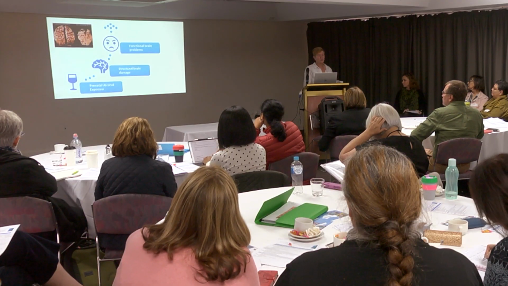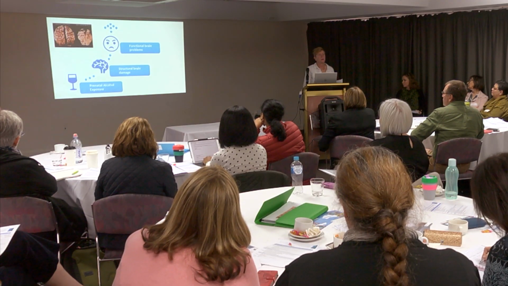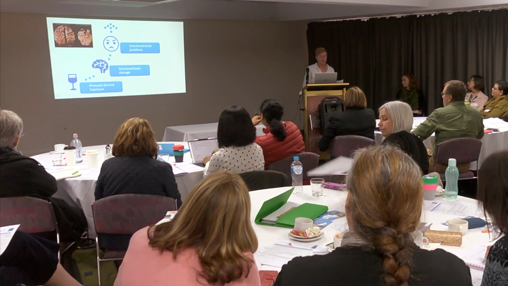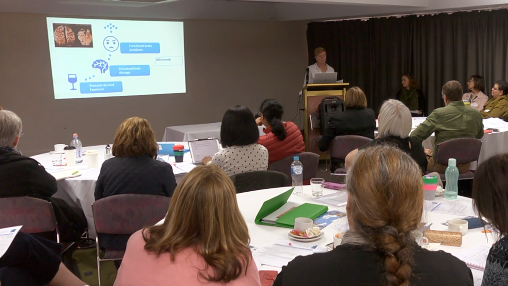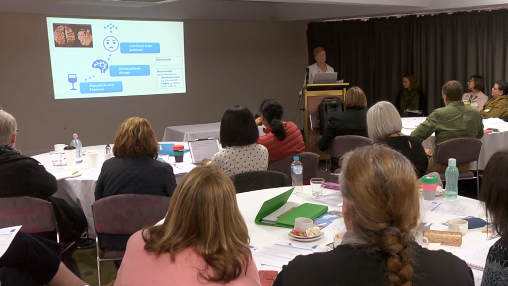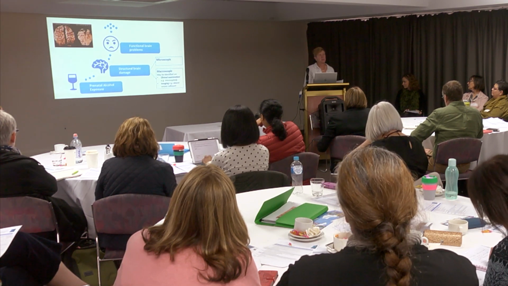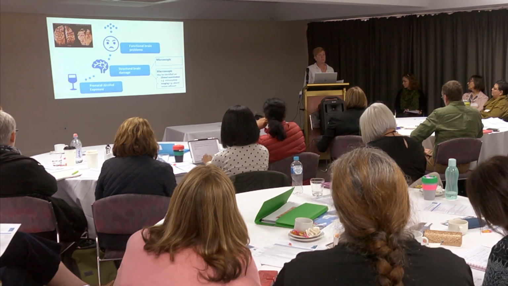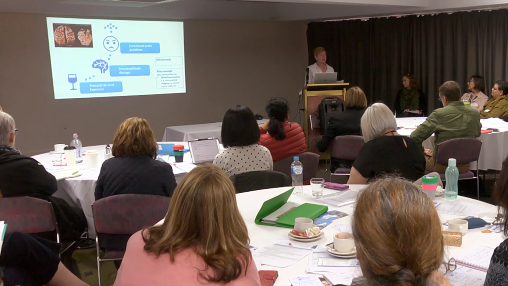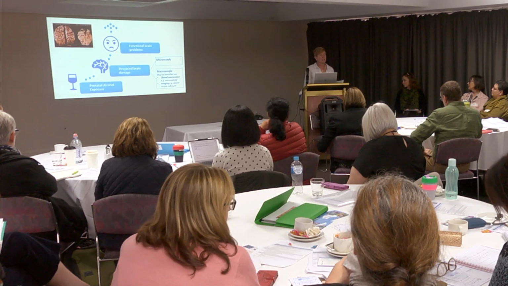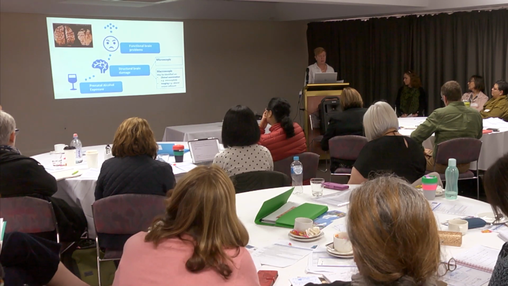So if we track the trajectory of that, if we start with the prenatal alcohol exposure, what we know is that it can result in structural brain damage, and that can happen at different levels. Again, I think this is something that's really important for both parents and carers, but also teachers, educators and other professionals to have an understanding of, the different levels at which that brain injury can occur.